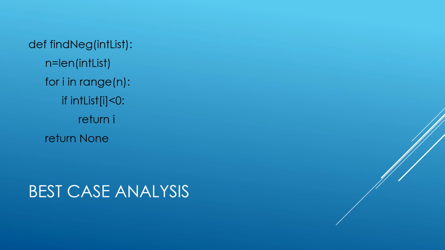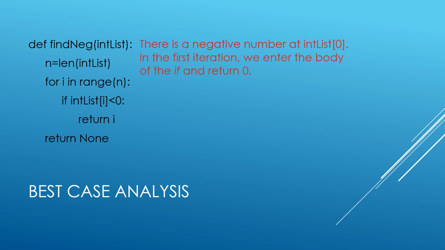So what if the first location I check satisfies the if condition? This would mean that I would start the first iteration of the for, move into the if, the condition would be true, and I will exit out of the function. This would be the best case of the algorithm. So the best case is there is a negative number at int list 0.